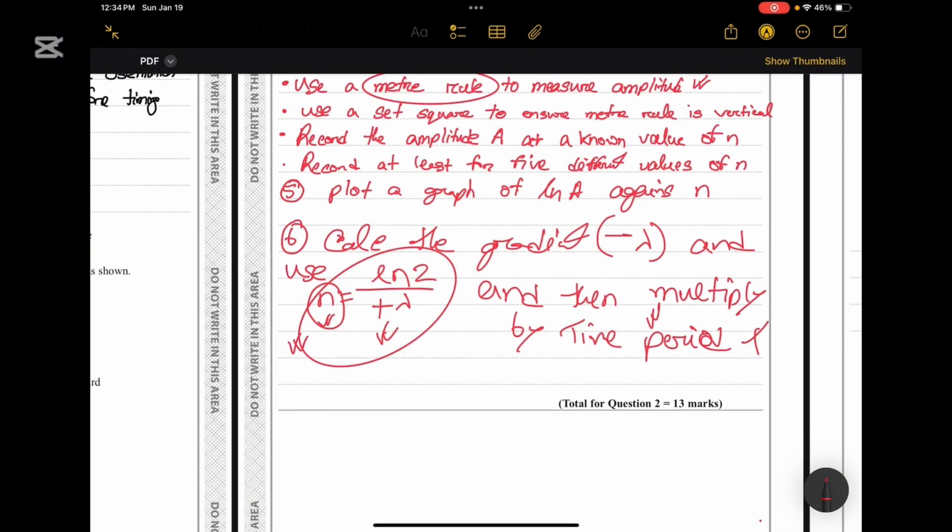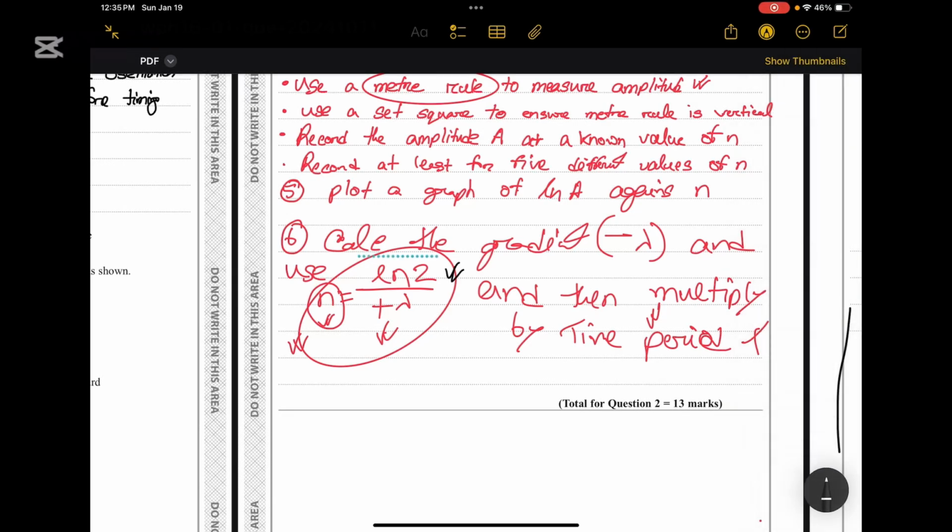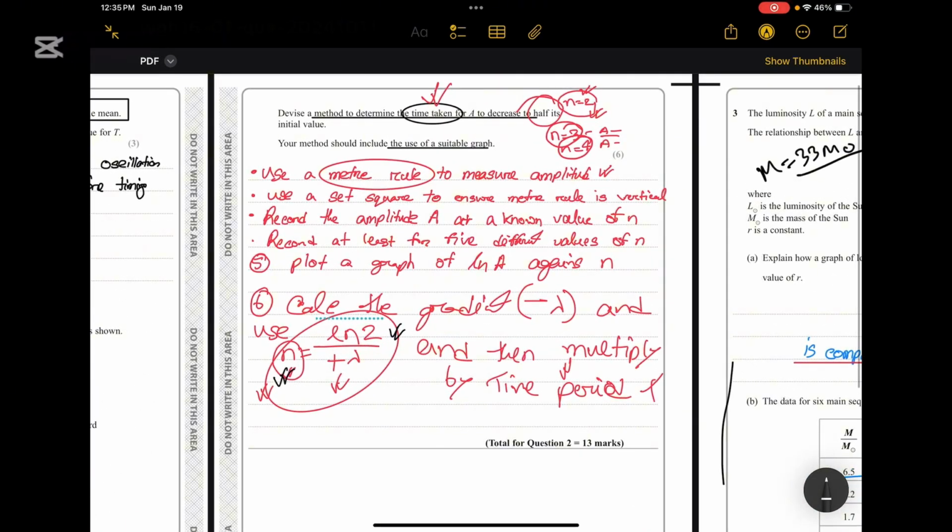So if I make you guys understand why I wrote this, n is equal to ln 2 by lambda, it is because n means the number of oscillations it takes for the amplitude to half. The number of oscillations is equal to ln 2 by lambda.